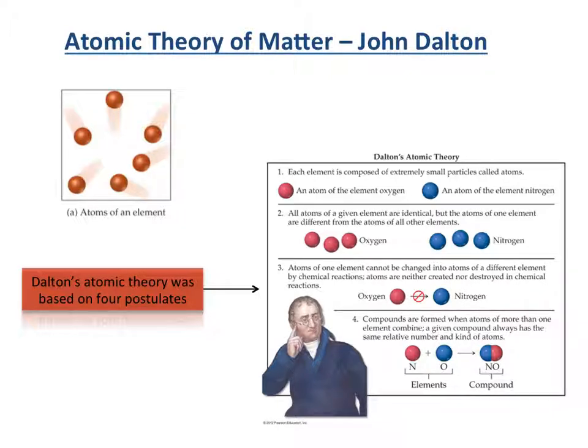The third postulate was atoms of one element cannot be changed into atoms of a different element, right? We can't just take one oxygen atom and convert it to nitrogen. Otherwise, we would probably take oxygen atoms and create gold, but we know that's not possible. The fourth is that compounds are formed when atoms of more than one element combine. So if we take one nitrogen atom and one oxygen atom, that could form nitrogen monoxide, where we have one nitrogen atom and one oxygen atom that combine together.